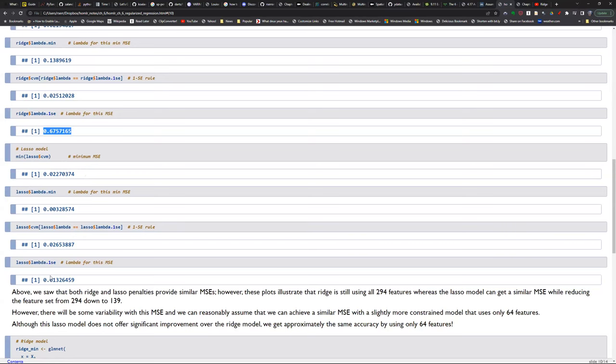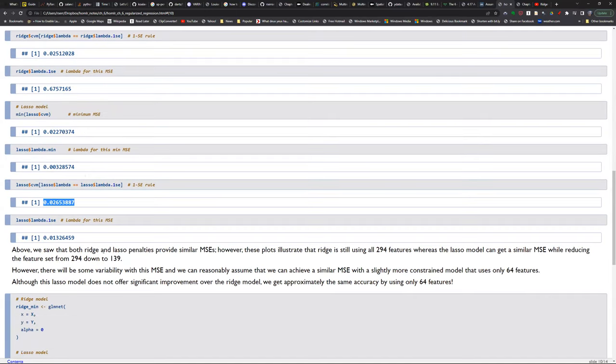And for the lasso, we get this number, 0.02653887. So we can see that both the ridge and lasso penalties provide similar MSEs. However, these plots illustrate that ridge is still using 294 features. Remember, ridge regression doesn't do any discarding of the predictors. It's always going to use the same predictors along the lambda spectrum. However, for the lasso, the final model, the author tells us, only uses 64 features.